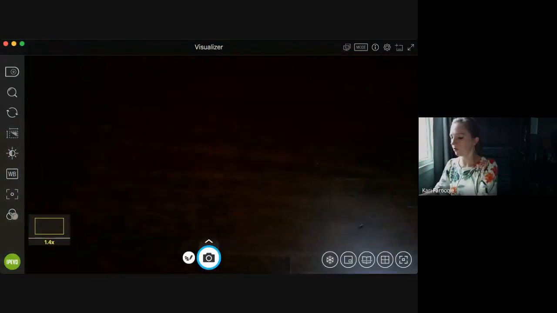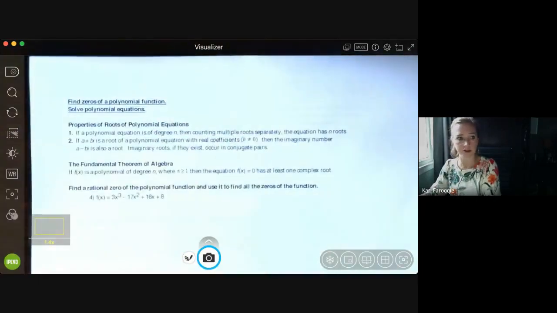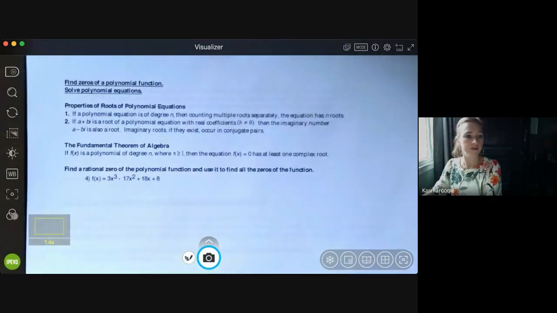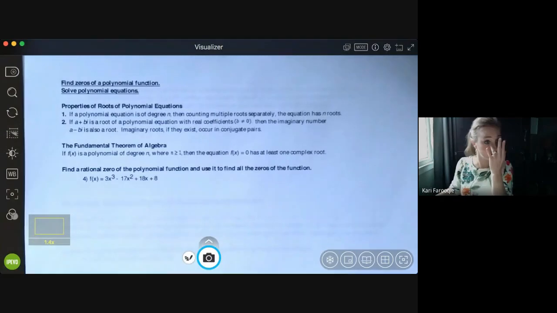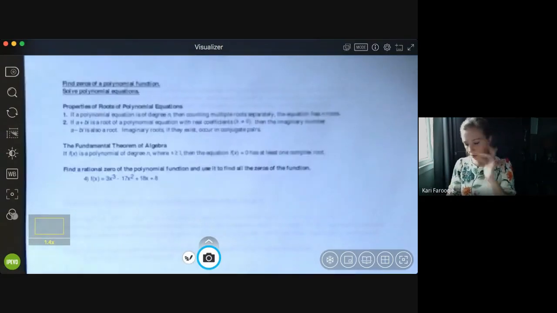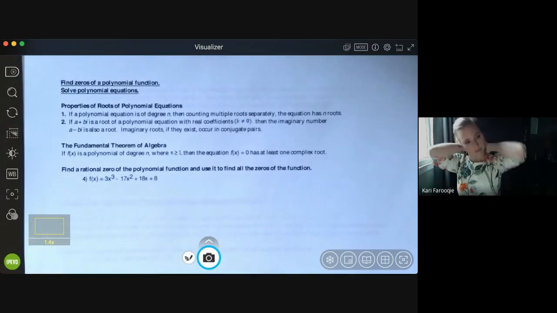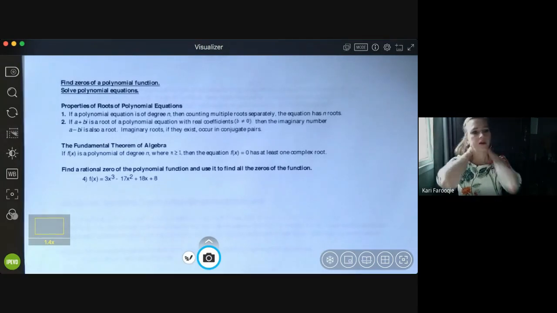And 3.4, now that we've sort of recapped. Properties of roots of polynomial equations. All right, so this is important. I'm going to remind you of it when we get to the next page also, because it's going to apply both places. If a polynomial equation is of degree n, then counting multiple roots separately, the equation has n roots.